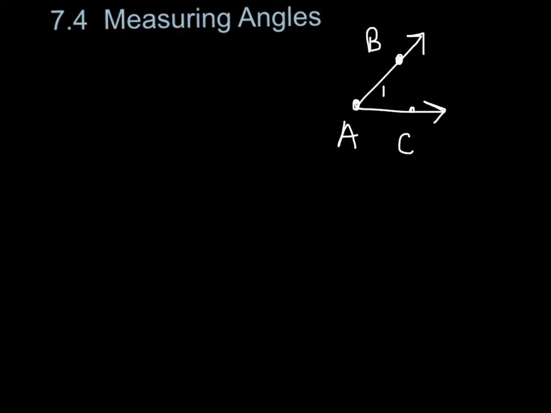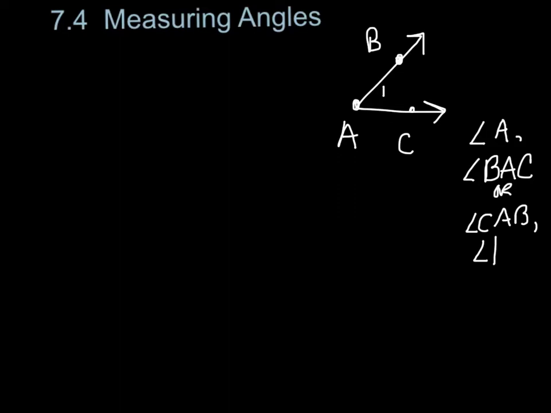I can say angle A. That's just the vertex. I can say a point on each ray, but the vertex has to be in the middle. So you could say angle BAC or angle CAB. But notice the A is in the center because that is your vertex. The last way you can name an angle is by looking at a number. So you could call that angle 1.